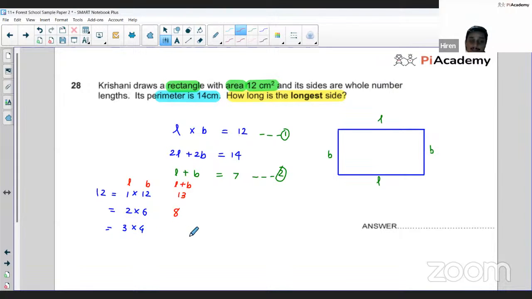And as you can see, 3 plus 4 is 7. So this is the exact pair we are looking for. From here you got it. There are two dimensions: one is 3 centimeters and the other is 4 centimeters. So the required rectangle is 3 centimeters by 4 centimeters, right? From this, it's very clear the longest side is 4 centimeters. I think it is clear to all of you. This is the longer side, or you can say the longest side, okay?